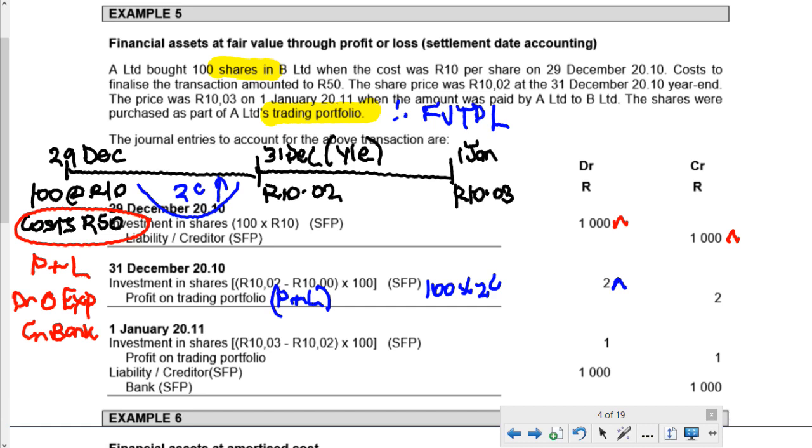Then, on the 1st of January, I settle, I pay the 1,000 Rand. Debit liability, credit bank. What they've also done on the 1st of January, and I don't know if it's really necessary, is they remeasured again. So they said another 1 cent up. But usually when we remeasure, we only remeasure at the year end, isn't it? Otherwise, you could be remeasuring every day.